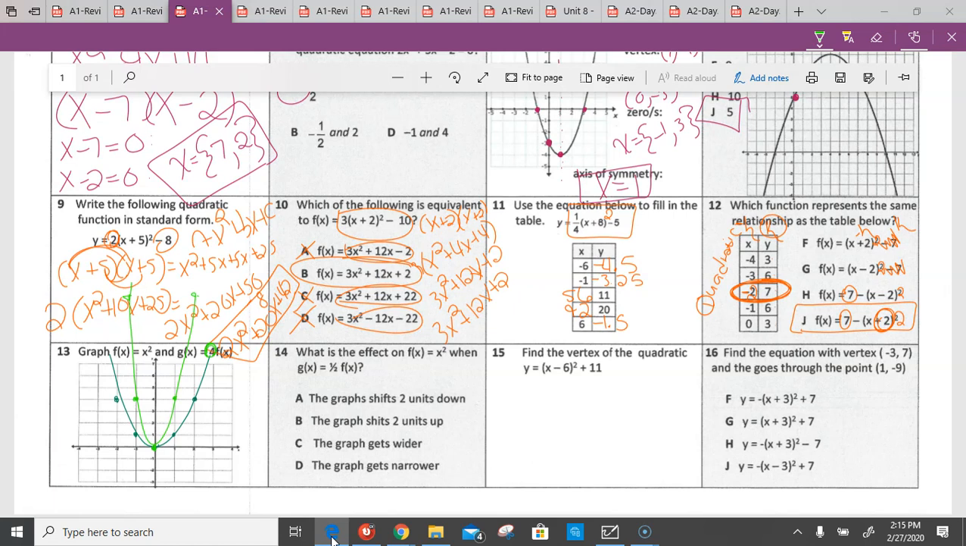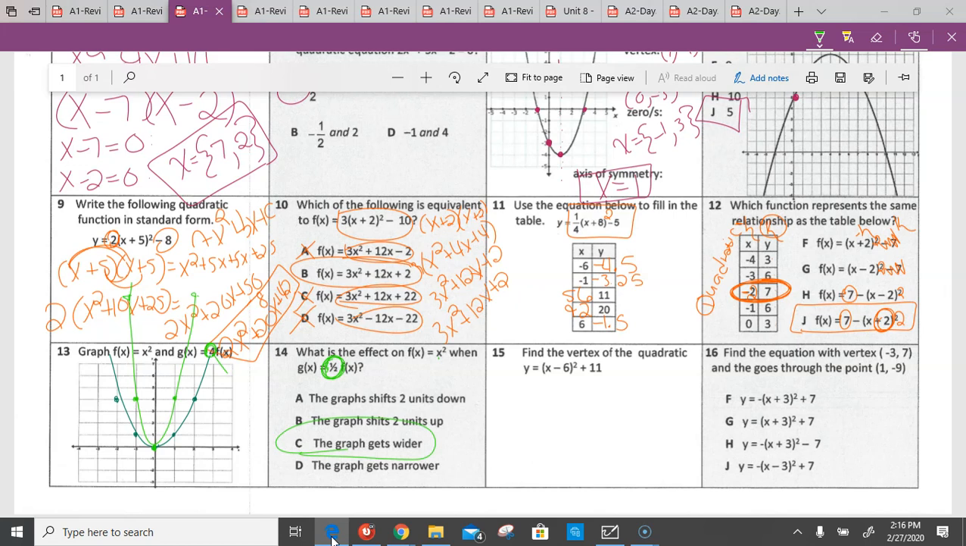So the opposite is true over here for number 14. What's the effect of x squared when you multiply it times a fraction? Well, if a big number like 4 makes things get skinnier, then a small number like a fraction will make things get wider. Make a note of that for your test.